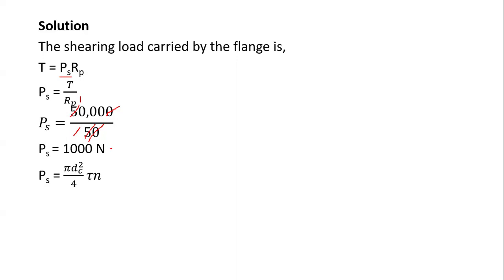So going back to the formula we talked about, the shearing load, the shearing force, PS, is pi d squared over 4, the core diameter squared over 4, multiplied by the shear stress by the number of bolts. This is the core diameter. This is the shear stress. That is the number of bolts, and this is what we are calculating.